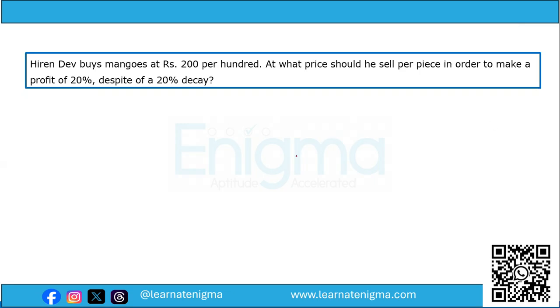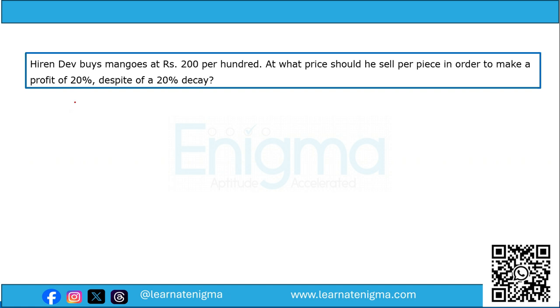Hiren Dev buys mangoes at rupees 200 per 100. At what price should he sell per piece in order to make a profit of 20% despite a 20% decay?